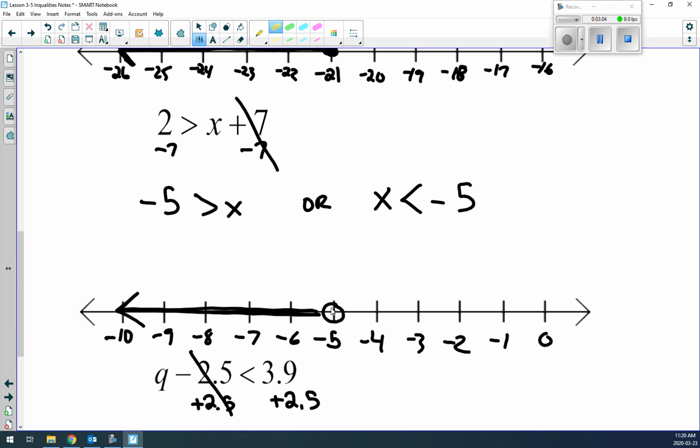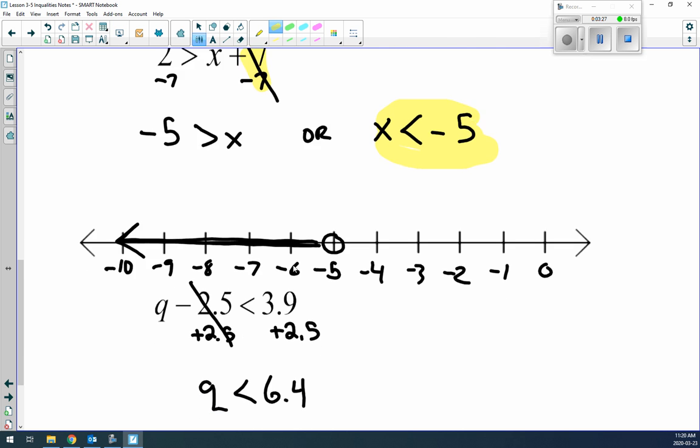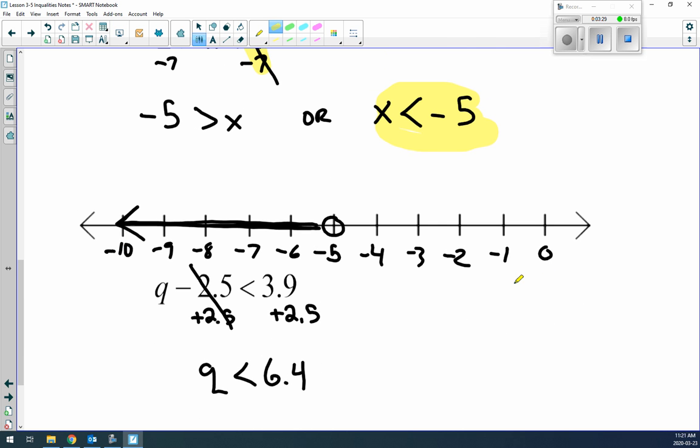Okay, next one here. 2 is greater than x plus 7. You got to get x by itself. So how do you get rid of that positive 7? Subtract 7 from both sides. So these two here cancel out, and we got 2 minus 7, which is negative 5. And again, if you don't like the way it's written, like negative 5 greater than x, you could change it around as x is less than negative 5. A lot of people like this because it makes it easier for them to graph on the number line, but you can choose. So again, we have our number line negative 10 to 0 because we're in the negatives.